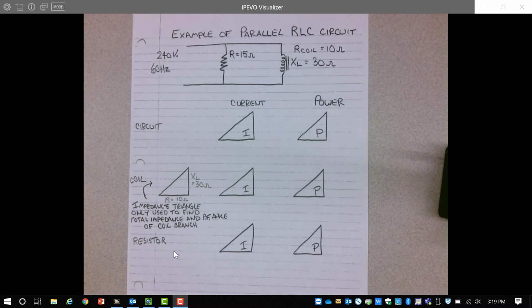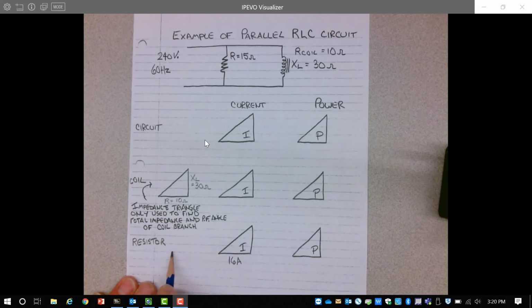Now, for the resistor, the resistance of that resistive branch is 15 ohms. That is the total resistance or impedance of that circuit. So to find the current in that resistive branch, I equals E over R. And that just means I take the voltage of 240 volts divided by that 15 ohm resistance, which gives me a current for the resistor of 16 amps. And that 16 amps I can put right here on my resistor triangle.